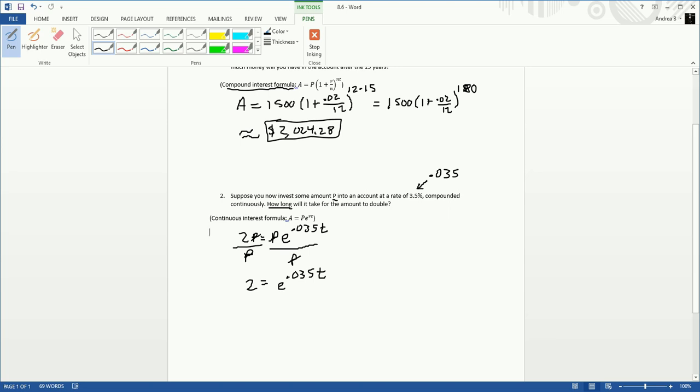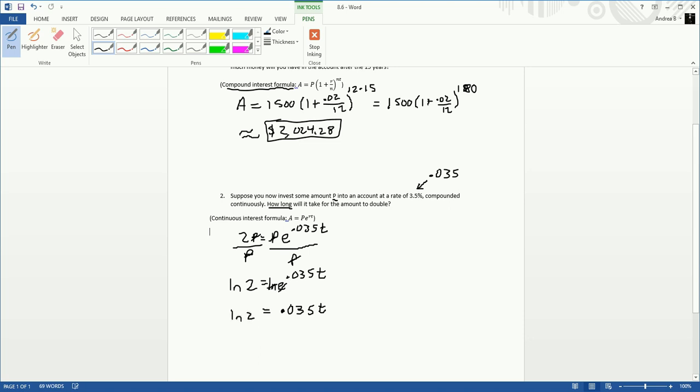And then whenever you have that e function, you have to do the ln of both sides to get that ln of e to cancel out with that e there. So ln and e are inverses of each other. They will cancel each other out, just like multiplication and division cancel each other out. So here on the right hand side, we now have 0.035t is equal to that ln of 2.